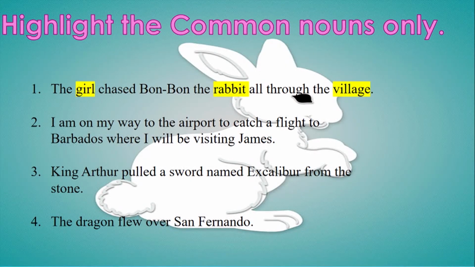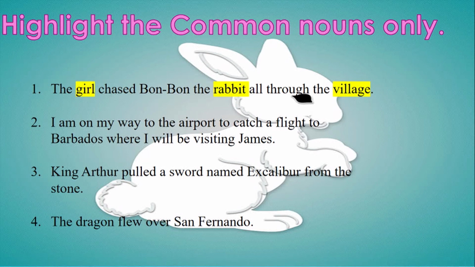So number 1: "The girl chased Bon Bon the rabbit through the village." We have three common nouns in that sentence. We have girl, which, as I said before, is definitely a common noun. It can be used to identify any number of female children. We have rabbit. In this instance, somebody is chasing a rabbit through the street, and you may think it's yours because you have a rabbit and they didn't tell you exactly what the name is. So you may go outside and decide to check on yours. Good. So number 2 now. Giving you a little chance, find the common nouns in number 2.